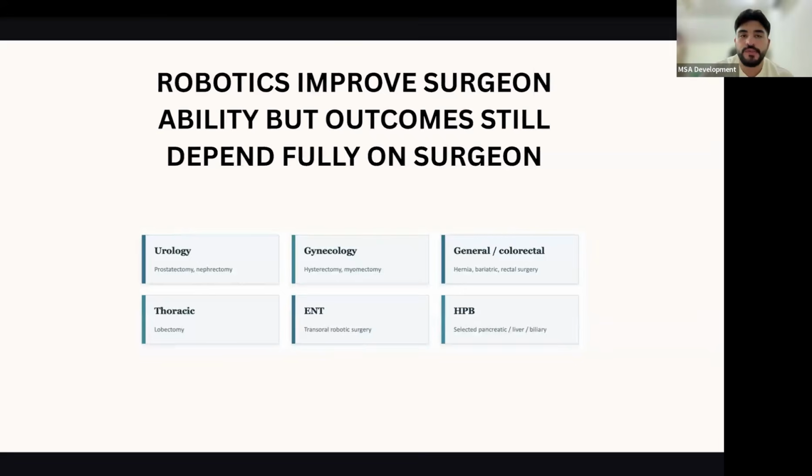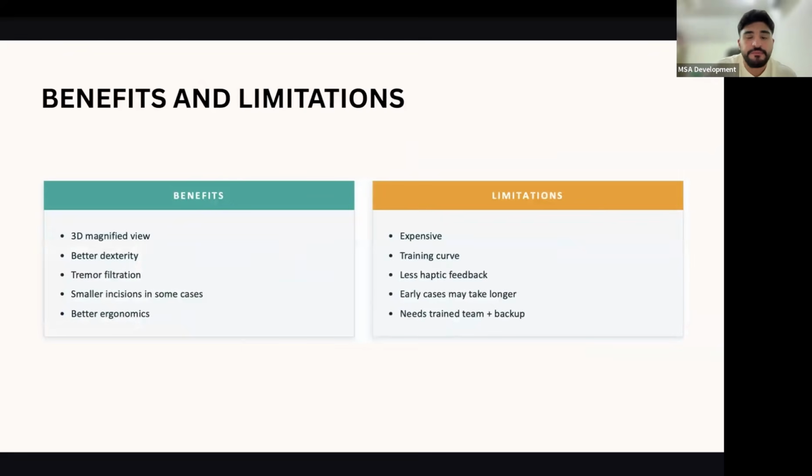Now, where do we use robotics these days? We use it in urology, like when we're doing prostatectomy. We use it in gynecology when we're doing hysterectomy. We use it for hernia fixation and lobectomy. I've seen one. It's so cool. They use it in transoral robotic surgeries. They can even use it in selected pancreatic or liver diseases as well. So it's really cool. It's really magnificent, honestly.